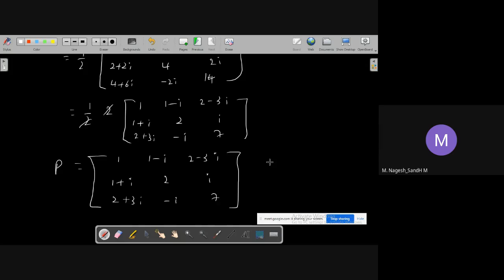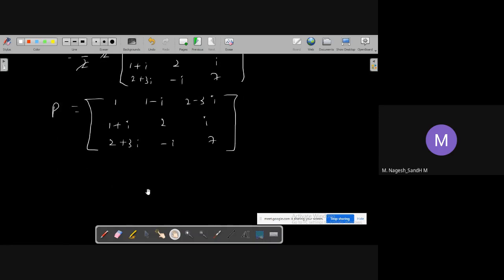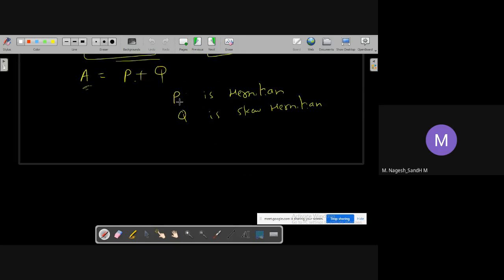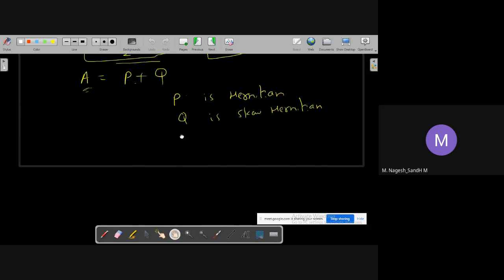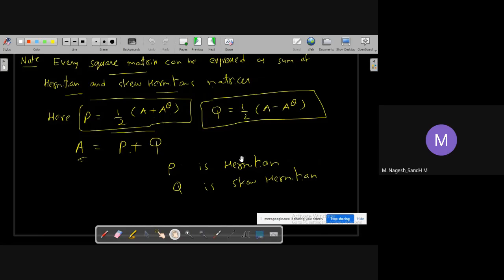You got P. This P is Hermitian, no need of checking. What is a Hermitian matrix? Can anyone say? P is Hermitian means P equal to P power theta. A is Hermitian means A equal to A power theta. We already said in the statement: when you write A equal to P plus Q, P is Hermitian, Q is skew Hermitian. No need of checking that.